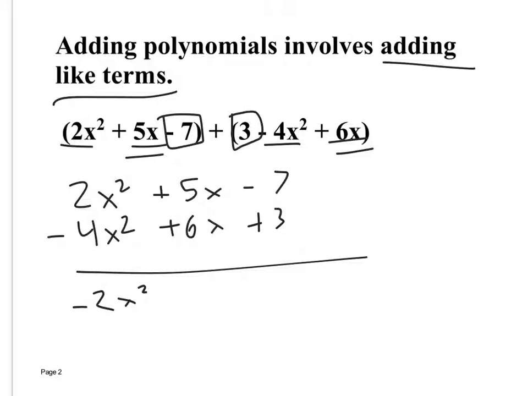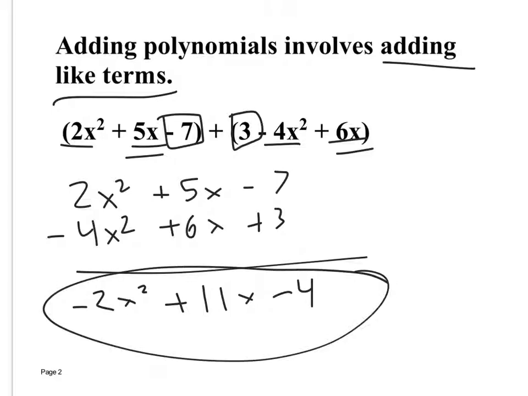Make sure that the negative sign or the minus sign travels with it. If it's got a minus sign here, make sure you make that negative, and that it stays with it. You have to keep that. 5x plus 6x, what is it? 11x. And then negative 7 plus 3? Negative 4. You can do it the horizontal method as they write, and it's going to give you the same answer. It's negative 2x squared plus 11x minus 4. Any questions?